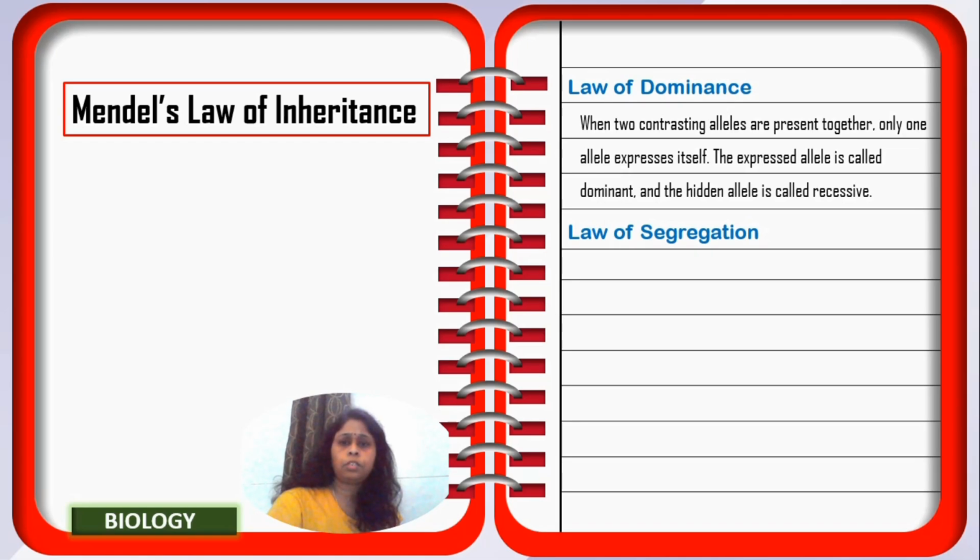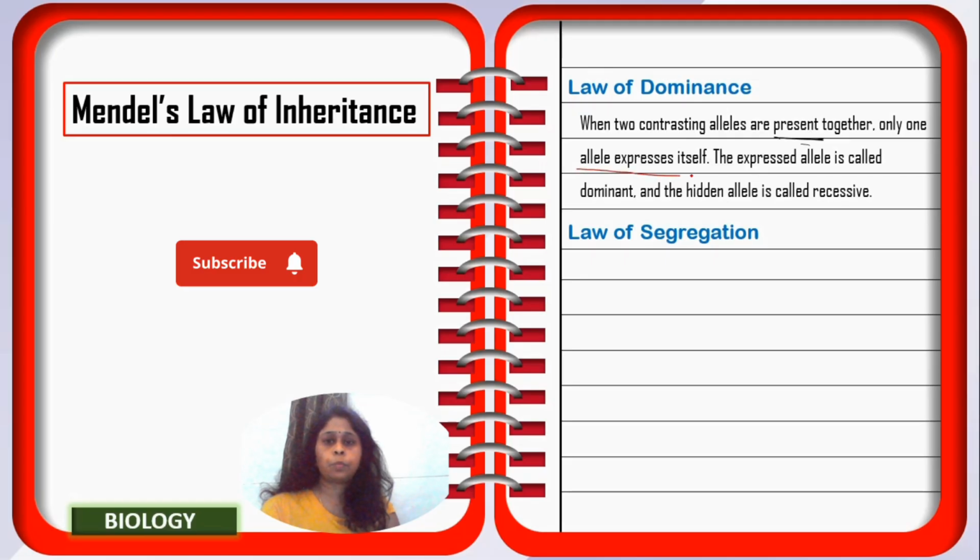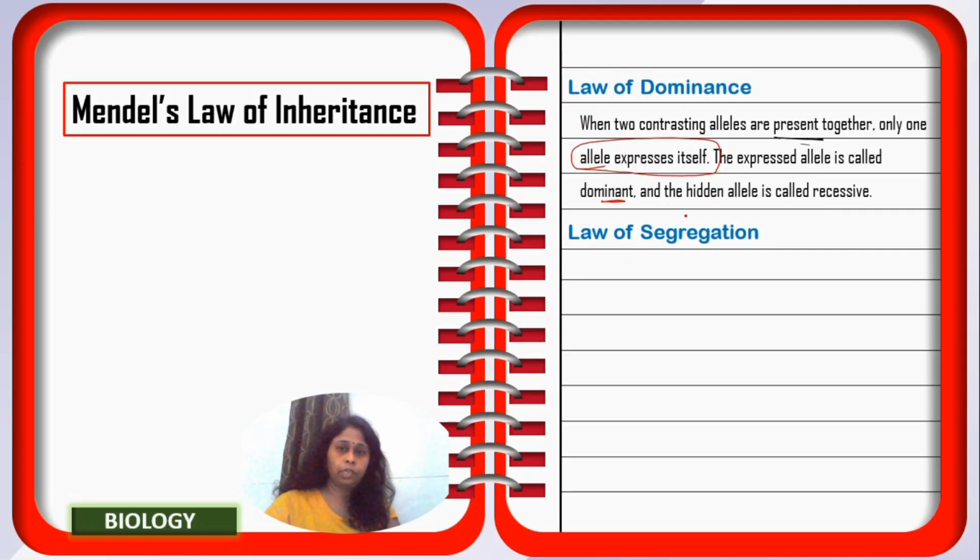So what is the law of dominance? When 2 alleles are present together, only one allele expresses itself, and the expressed allele is the dominant one and the hidden allele is the recessive. Now next is the law of segregation. What is the law of segregation?